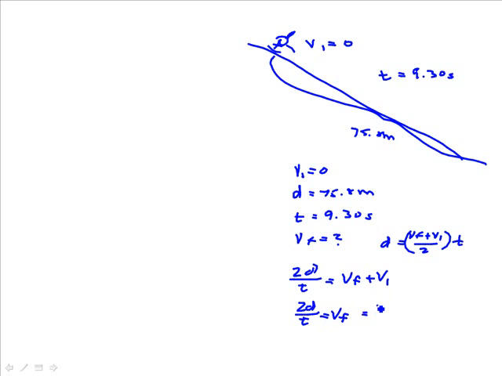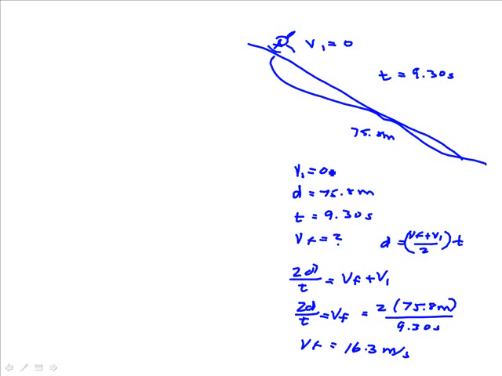VI is 0, so 2 times 75.8 divided by the time, which was 9.30 seconds, gives us the final velocity at the bottom. 2 times 75.8 divided by 9.3, and you get 16.3 meters per second. And that's it. You could convert that to kilometers an hour, but there's no need in this particular question.